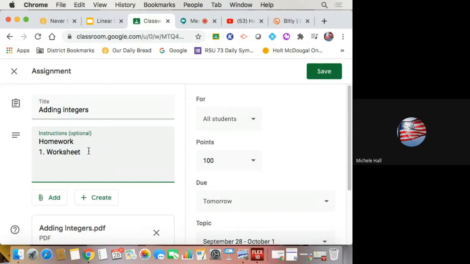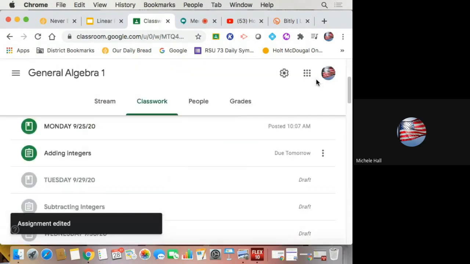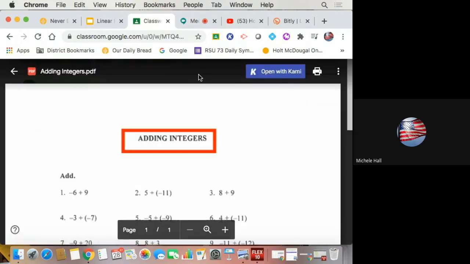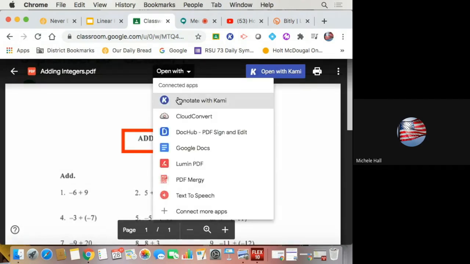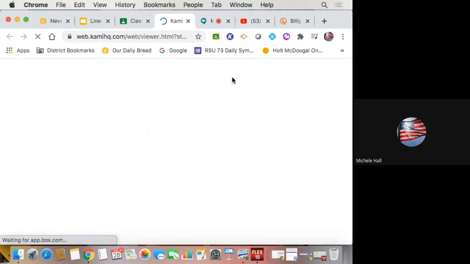Worksheet will be 2 through 30 evens. Go ahead and get started on your homework. And then if you actually go into your Google Classroom and you click on that PDF, you could open it with Kami. That's how I would do it. Unless you have a lot of work to show in math, I'd probably just do it right on here. Open with Kami and start your work right on that worksheet. Okay?